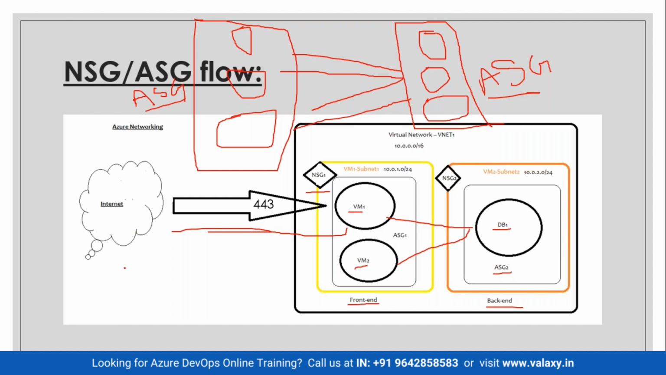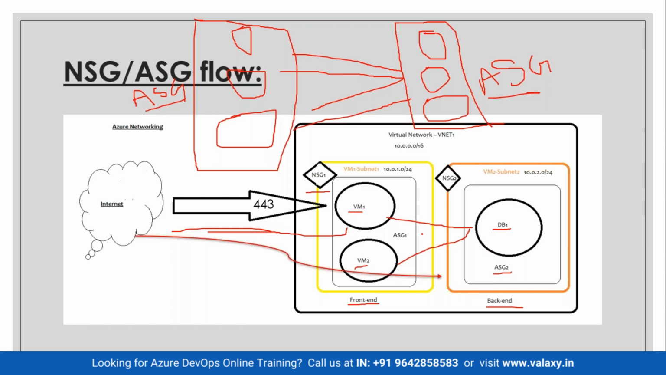Now, if you try to access this directly from the outside internet, then the access will be denied. You cannot access the backend VM directly. You have to go through the internal VMs itself. That is what logical grouping is all about.